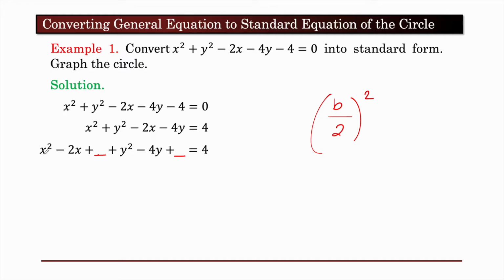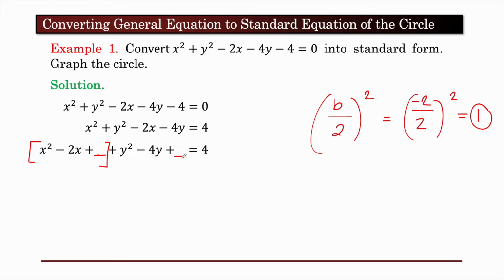On this portion, the b is negative 2, so we have to substitute negative 2 for variable b. This will give us negative 2 over 2, then raised to 2. The result is 1. So that means we need to insert 1 on this portion.